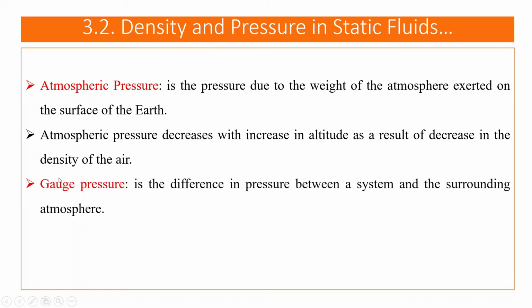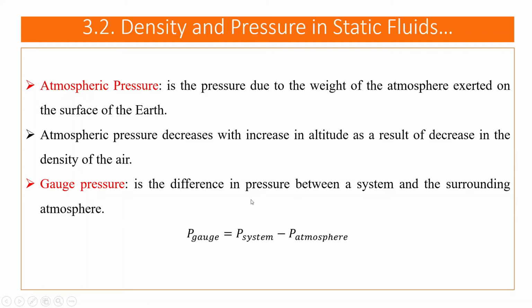Okay, the other thing that we need to consider is the gauge pressure. The gauge pressure is the difference in pressure between a system and its surrounding atmosphere. The pressure of the system minus the pressure of the atmosphere will give us the gauge pressure. And here is the formula: the gauge pressure is equal to the system pressure minus the atmospheric pressure. But if you are asked to find the system pressure, take the atmospheric pressure to the left side, and it becomes the gauge pressure plus the atmospheric pressure, which is equal to the pressure of the system.